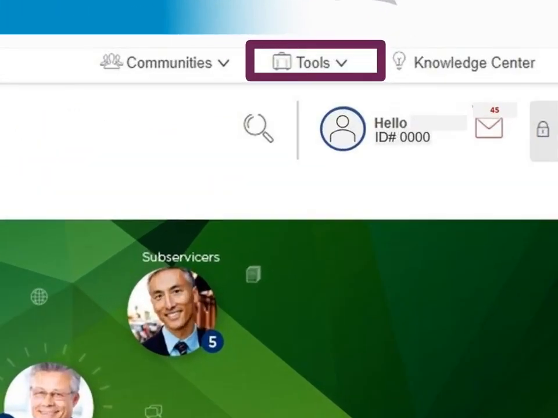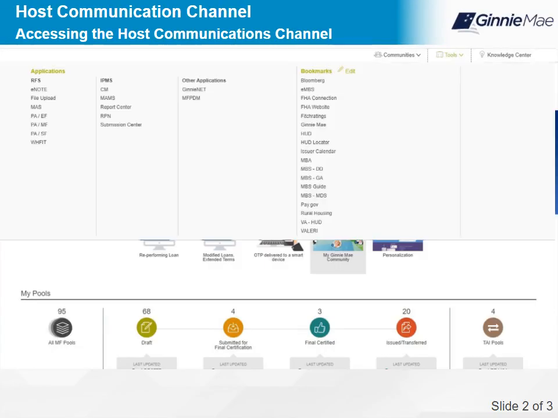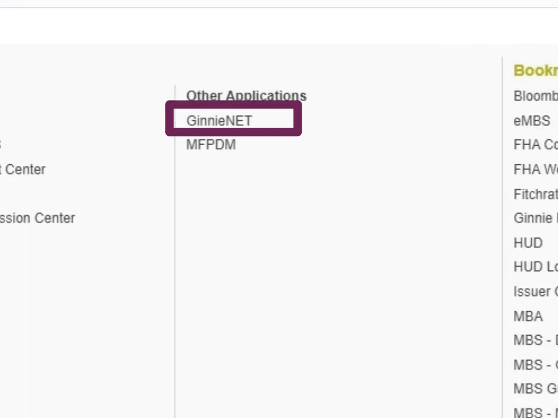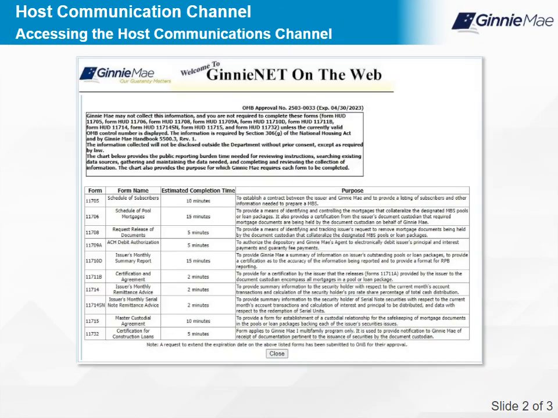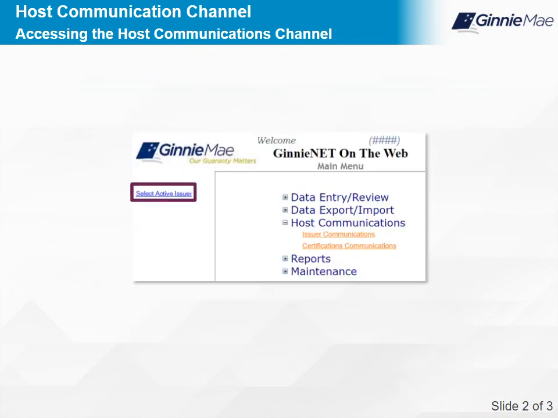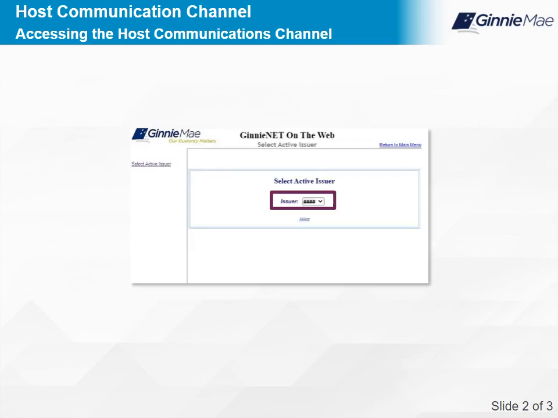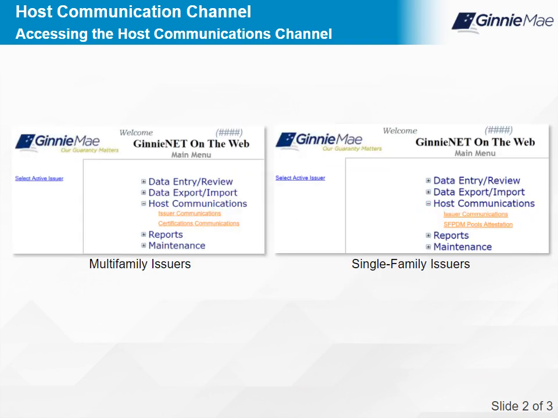Follow these steps to access the Host Communications screen from your issuer dashboard. 1. Select Tools at the top right of the interface. 2. Select GinnieNET under Other Applications. The Welcome to GinnieNet on the web screen displays a table of HUD forms. 3. Select the Close button at the bottom of the table. 4. Select the Select Active Issuer hyperlink at the left to access the Issuer drop-down menu. 5. Select your issuer ID from the drop-down list. This returns you to the main menu to continue task selections. Please select Next to continue.